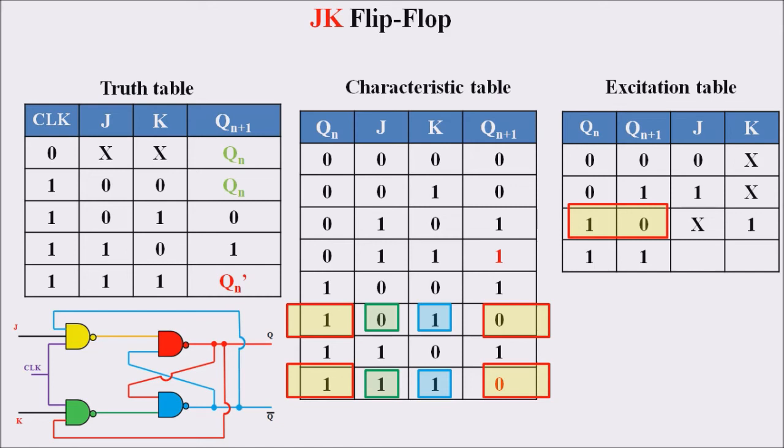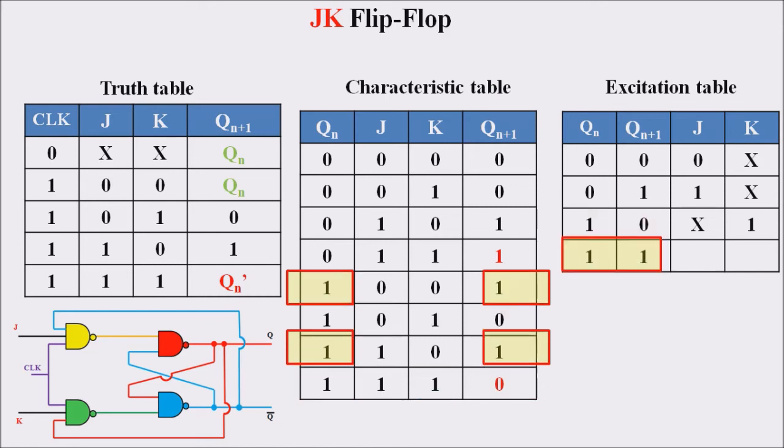And finally, if we are moving towards the 1, 1 condition, here also we can see two different combinations with the J value as 0 and 1 and K value as 0 itself. Thus, we can tell that the excitation table has the J value don't care and K value is 0.